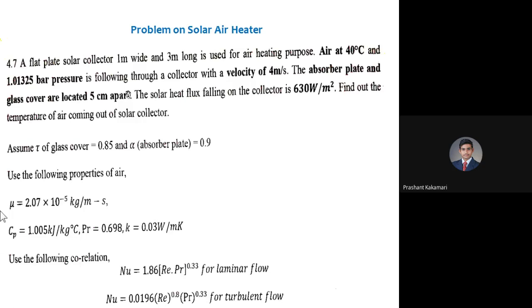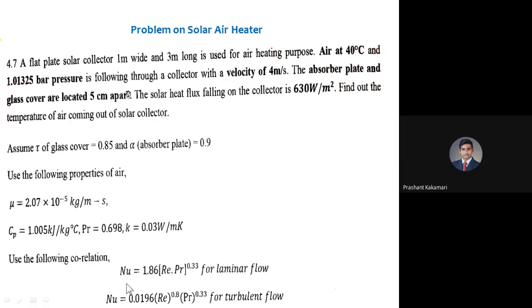Now also in the problem they have given, use the following correlations. That is, for the Nusselt number, you can use 1.86 Re into Pr raised to 0.33 for laminar flow. Next, the Nusselt number is 0.0196 Re raised to 0.8 Pr raised to 0.3 for turbulent flow. This entire thing is a question. I'm not telling you this is important for our syllabus, or that it is not in the syllabus, but you can understand many things from this problem: the importance of this sort of procedure to solve problems with solar air heaters or solar water heaters.